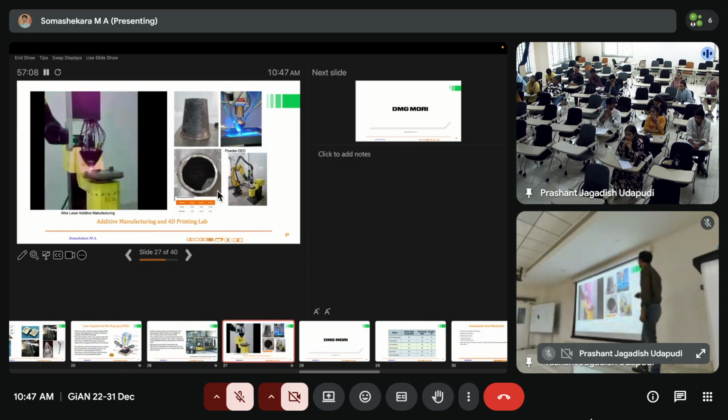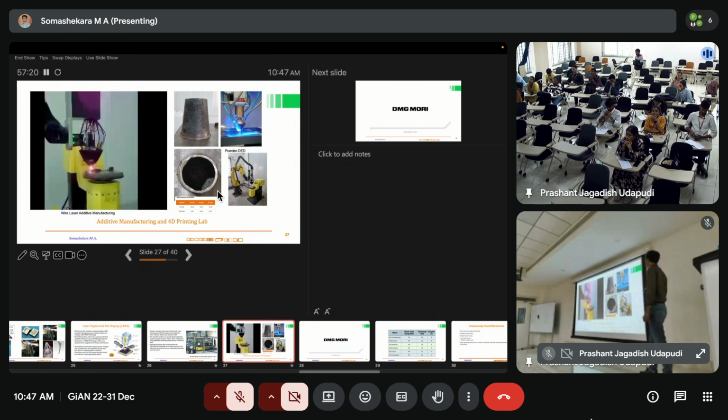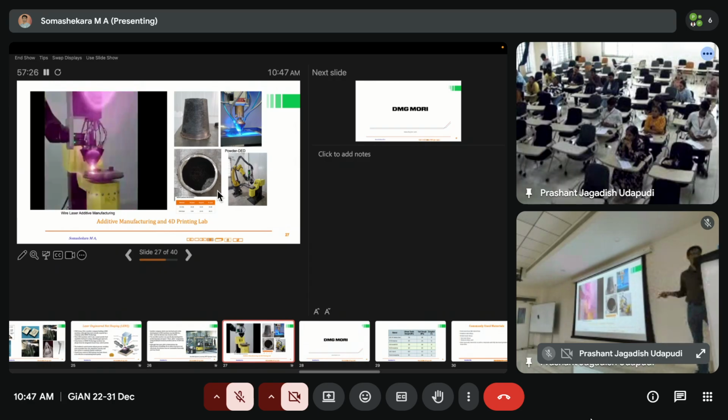And then you can see how the layers have been formed, and this is one of the components that I've deposited. So this is the powder based, where the powder is coming from the side and the laser is coming from the middle, right? So I think some of the work we have done. You can go through the lab outside. I think our students have put up some of the slides.